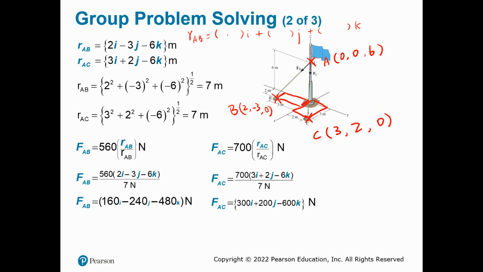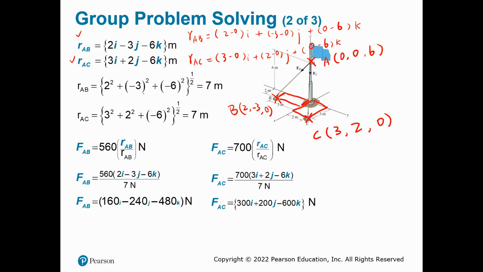So you have 2 minus 0 for your I, negative 3 minus 0 for your J, and then 0 minus 6 for your K. And that's how you get your RAB. Similarly, if you want your AC, you will have your I, your J, and your K ending point, which is C, minus the starting point, which is A. So 3 minus 0 gives me the I, 2 minus 0 gives me the J, and then 0 minus 6 gives me the K. That's how you get the position vector RAC.